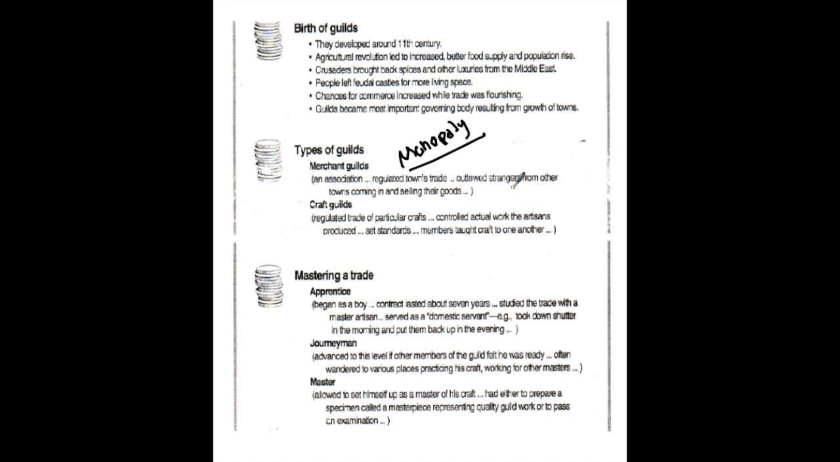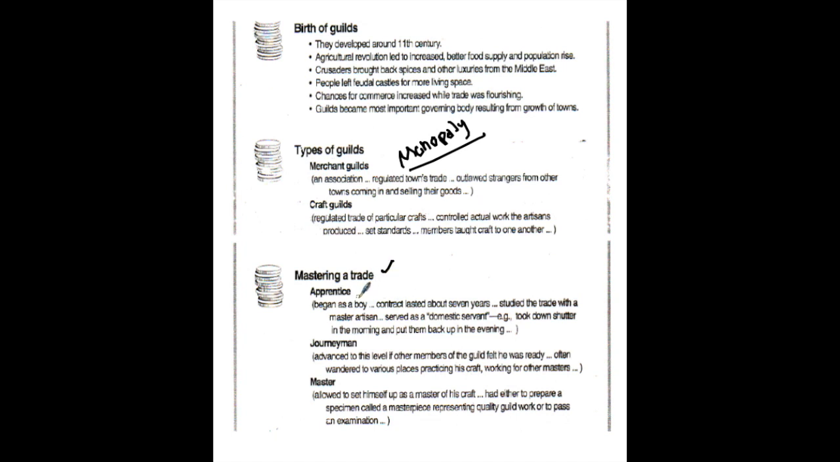And you have craft guilds. So this regulates the trade of particular crafts. It controlled the actual work the artisans produced, and it set standards. And you were taught a craft by other members of the guild. And so, you ever hear of the term masterpiece? Well, this is how we got the term. So the idea of mastering a trade.